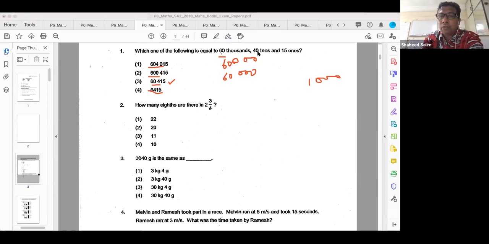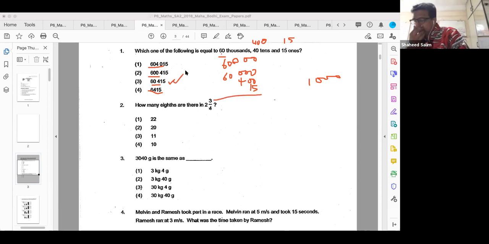40 tens. See how to do 40 10. Add the zero. 10 got 1 0. Add 1 0. 15 1 15. So 60,000 plus 400 plus 15. Okay, this one you should have mastered before this year lah. But if you have not, this is the answer. All right, you try question number 2 and 3.